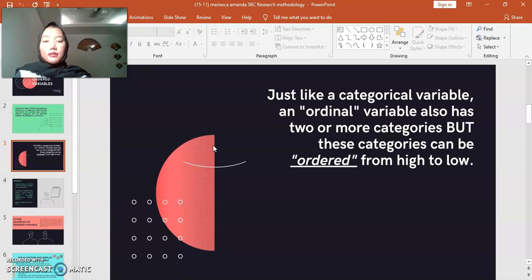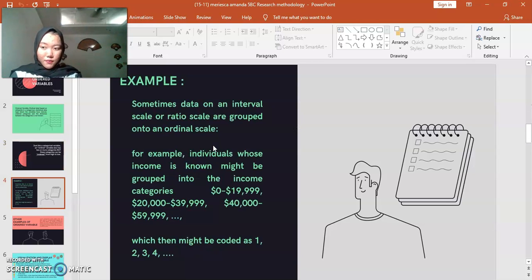To the next slide. Here we can say, just like a categorical variable, an ordinal variable also has two or more categories, but these categories can be ordered from high to low. However, these categories are not equally spaced. And then for the next one, I have the example.